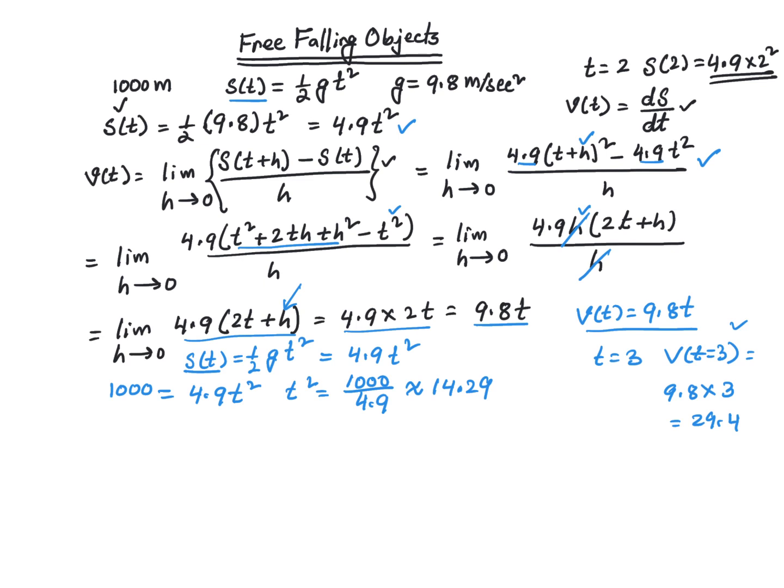At that time, the velocity v of t is 9.8 times t. So v is 9.8 times 14.29, which is roughly about 140 meters per second.